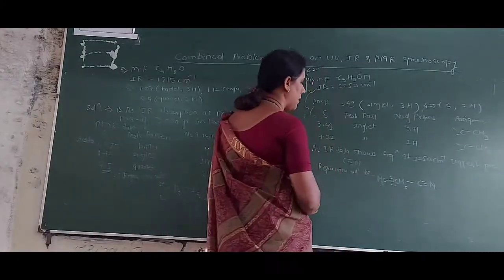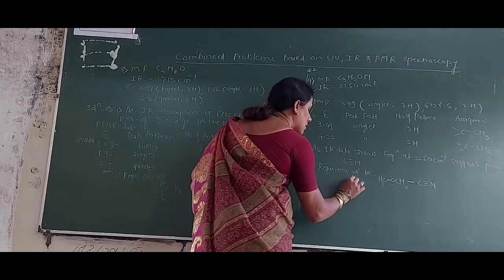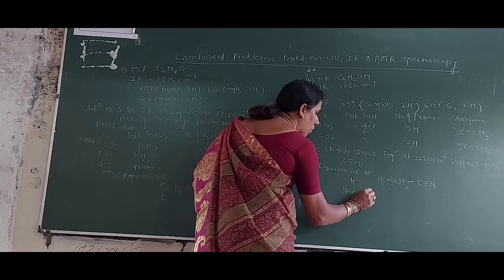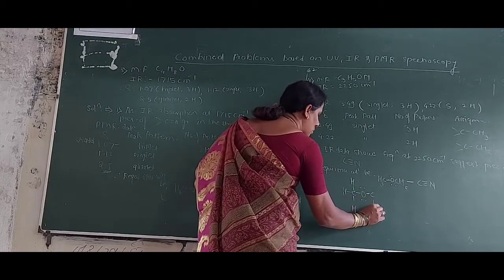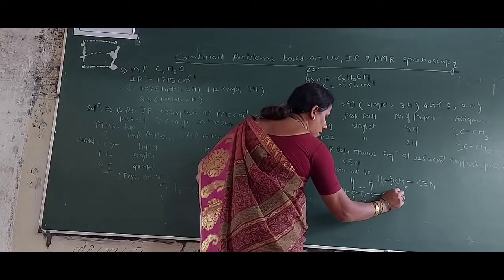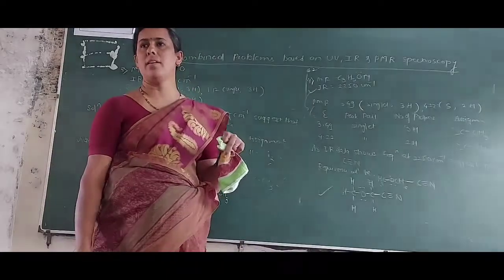While writing the required structure, we will write CH3 in simplified form so that it is clearly noticeable, O, CH2, and C triple bond N. This is the correct required structure. Okay. Right.